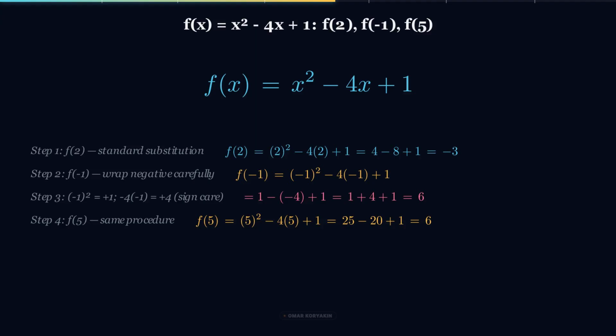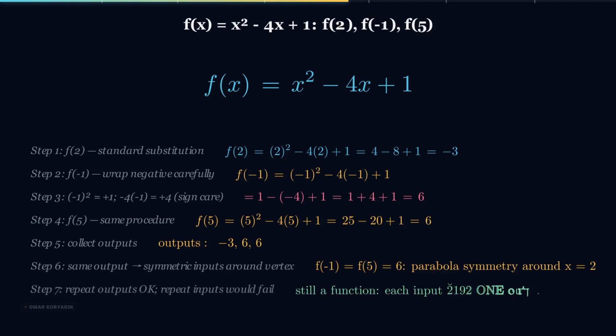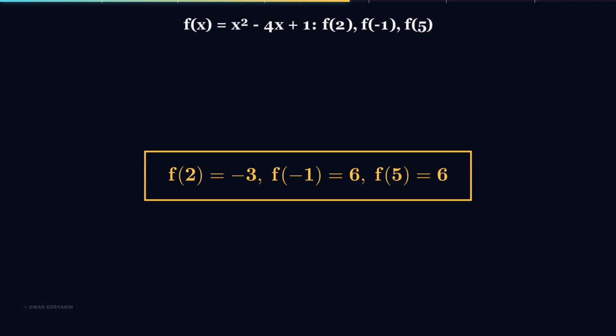2 different x values. Step 5. Sanity check. The 2 inputs negative 1 and 5 are equidistant from x equals 2, the apparent symmetry axis of the parabola from the quadratic structure. Both producing the same output is consistent with that symmetry. The verification confirms the evaluations are arithmetically correct. So the three evaluations are negative 3, 6, and 6.